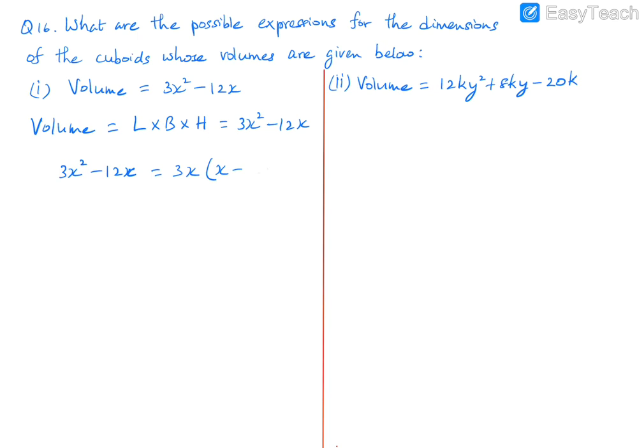So 3x into x is 3x square, not x minus 12. Let me correct that. Into x minus 4, that is. Okay, we need 4 here. So now we have 3x into x is 3x square, minus 3x into 4 is 12x, so minus 12x. So now we have this expression for the volume in terms of the product of 3 terms. So this is like 3 into x into x minus 4. The final term is x minus 4.